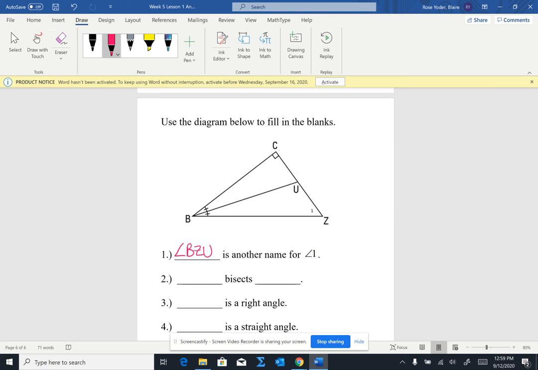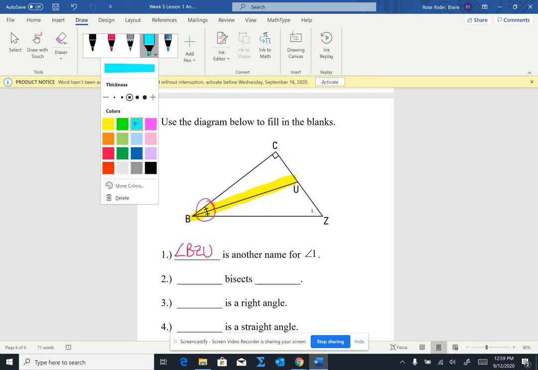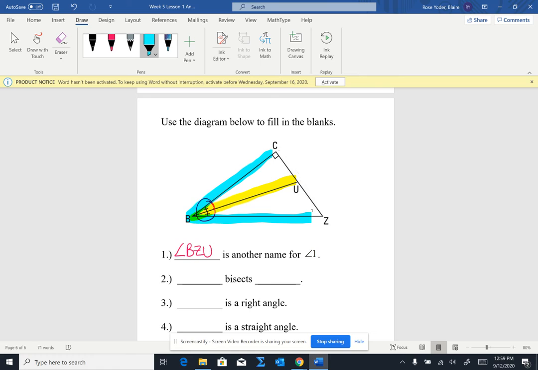The next part talks about a bisected angle. So you want to look for those 2 matching arcs next to each other, and that shows you that that angle is bisected. So the thing that does the bisecting is the segment. And then you name the angle that got bisected, that got split into two parts. So that's what I'm looking for here. So we're going to say segment BU. The order doesn't really matter. UB would have been fine also. Bisects that angle. As long as the B is in the middle, I could call it angle CBZ, or I could have called it ZBC.